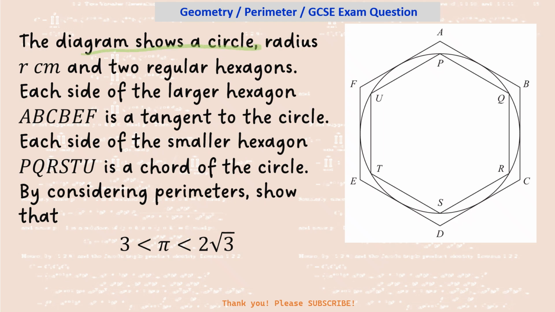The diagram shows a circle of radius r centimeters and two regular hexagons. Each side of the larger hexagon ABCDEF is a tangent to the circle, and each side of the smaller hexagon PQRSTU is a chord of the circle. So by considering perimeter, show that 3 is less than pi, which is less than 2 root 3.